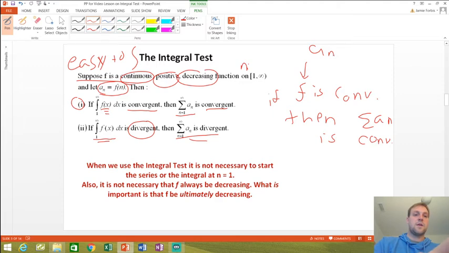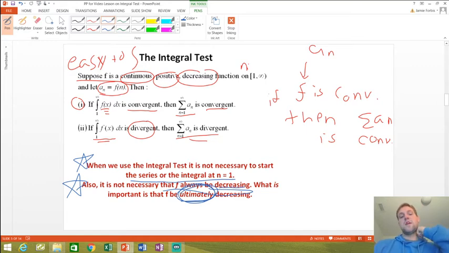Now I like this next part right here, and I think this is very important to note. It says, when using the integral test, it is not necessary to start the series at n equals 1. And here's the big one: it's not necessary that f is always decreasing. That's one of the criteria above, but we talked about this term before. It's just the fact that it's ultimately decreasing. You're going to see that is a little stretched in some of the examples, but ultimately that it's decreasing. Okay. So let's jump into actually doing some examples.